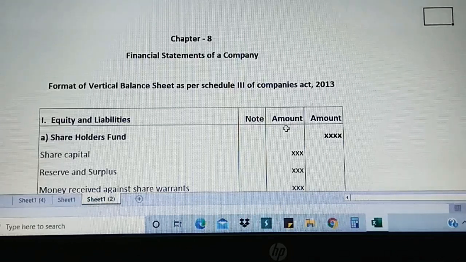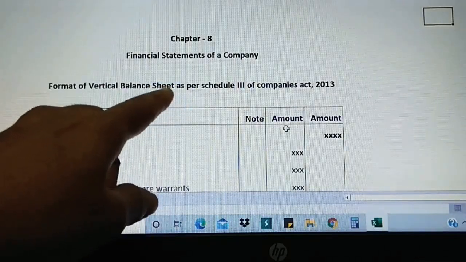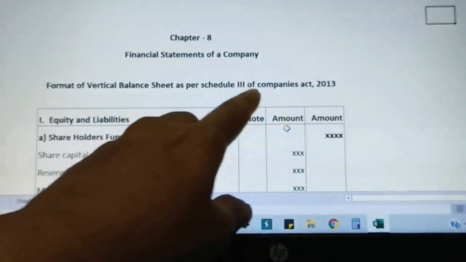Now coming to the second statement format, the vertical balance sheet. We had come across the balance sheet in the horizontal way so far, right? So this is going to be the vertical balance sheet of joint stock companies, the major part. As per Schedule 3 of the Companies Act of 2013, you have to remember Schedule 3 of the Companies Act of 2013.